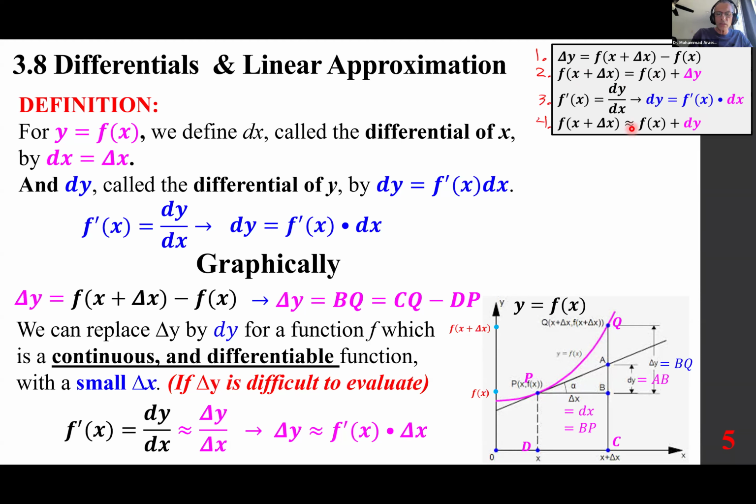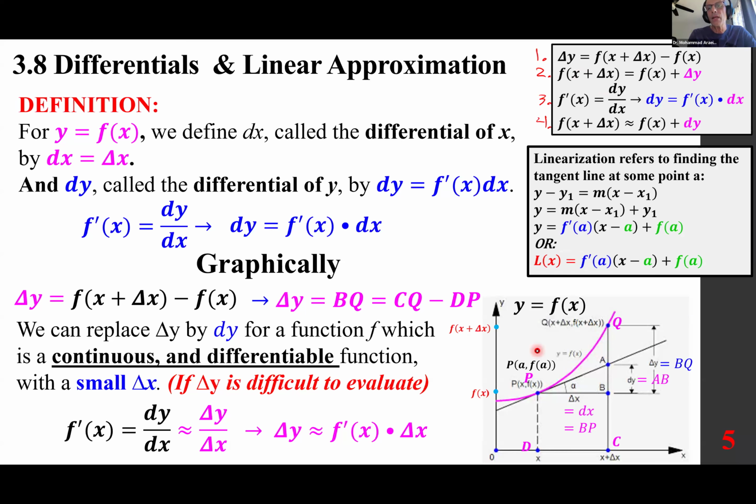Then, if we want to come up with the equation of this line, which is known as a tangent line, at this point, which has coordinates a and f of a, we can use the point-slope form. We know how to calculate that. That is called the linearization. So, linearization refers to finding the tangent line at some point a: y minus y1 equals m times x minus x sub 1. In other words, if I want to find the equation of a tangent line, I'll go with the easy way out, and I'm not going to memorize anything else because the point-slope form, I already know that.